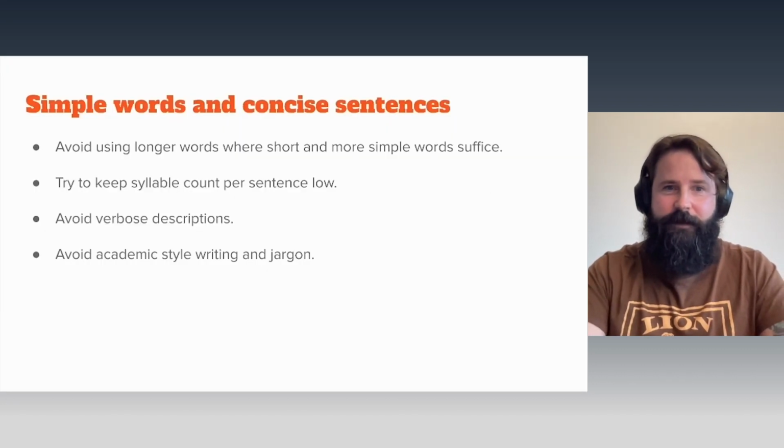Simple words and concise sentences. So again, straight out of any good technical writing style guide. Avoid using longer words where short and more simple words suffice. Try to keep syllable count low per sentence. Avoid verbose descriptions. And this last one's quite important, I think. Avoid academic style writing and jargon.